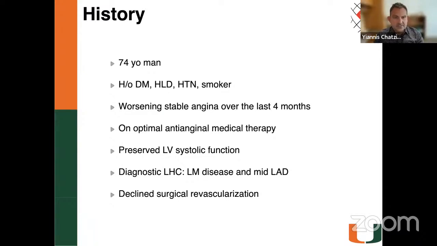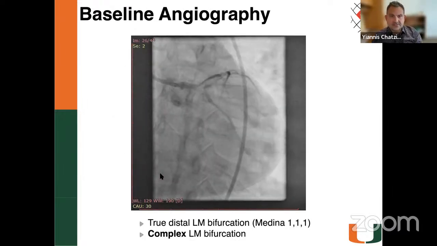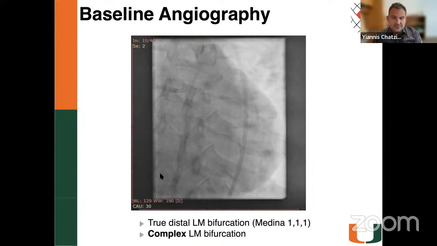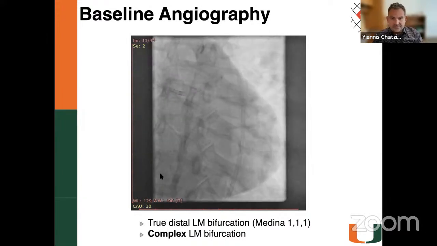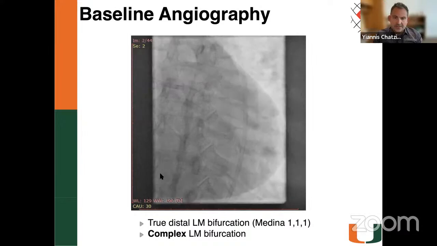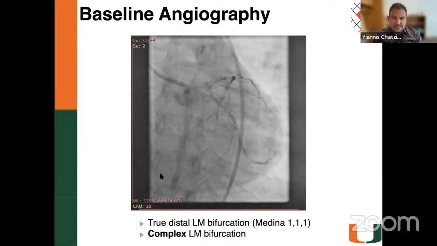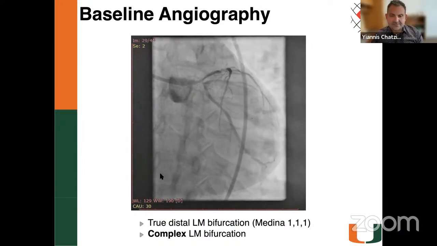Brief history: a 74-year-old man with multiple risk factors, worsening stable angina, on optimal therapy, refractory, preserved EF, left main disease and mid LAD by angiography, referred to bypass surgery. He declined surgery, and then the ball came back to us. This is the baseline angiography. We talk about a true distal left main bifurcation with features that look like a complex left main bifurcation.